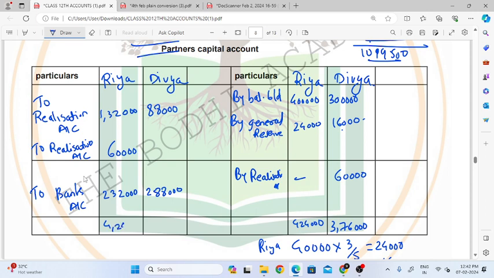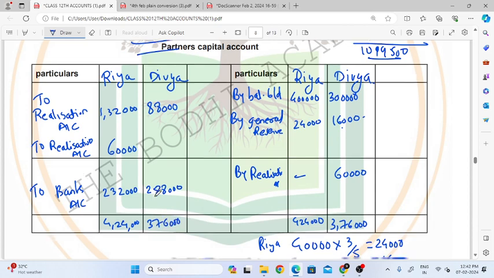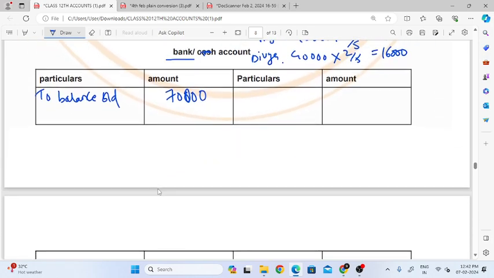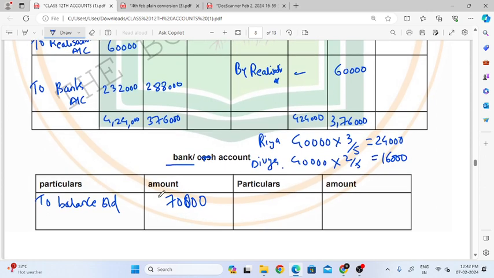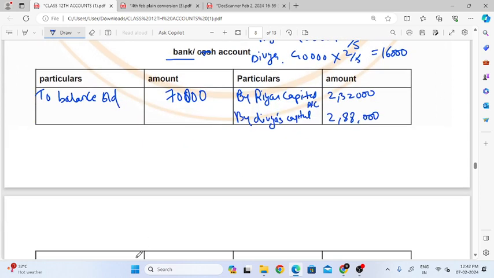And both the sides you have to write down properly. Okay, 3,76,000 on debit and credit side. Now from partners' capital account we have to transfer it to bank account, right? So bank account, what we are going to transfer first is by Ria's capital account 2,32,000, and then by Divya's capital account 2,88,000. Okay, then what else is remaining?